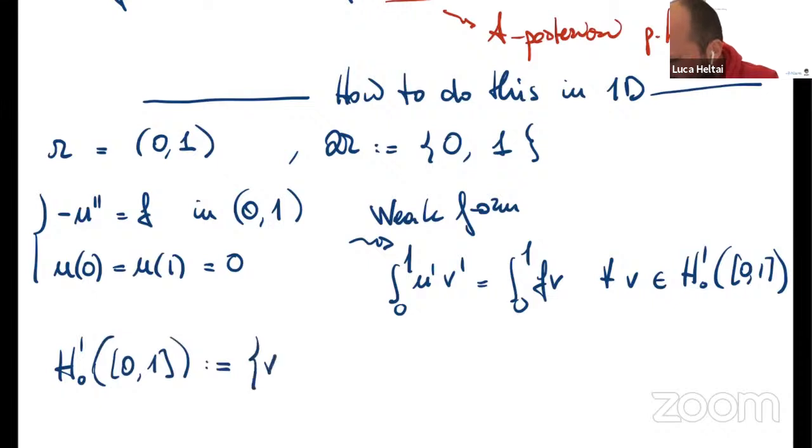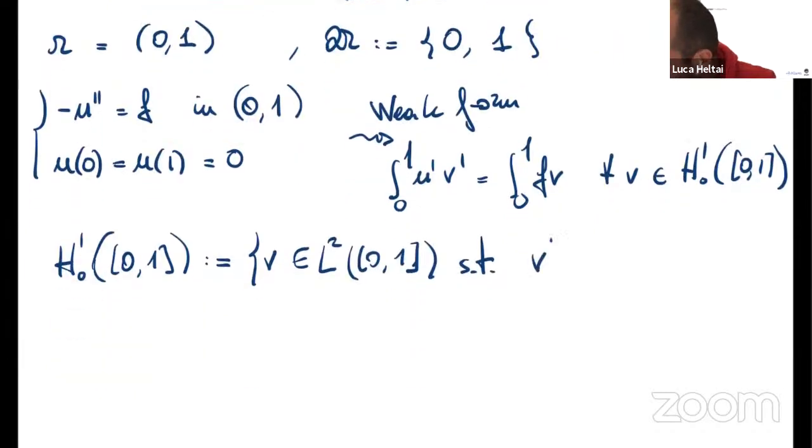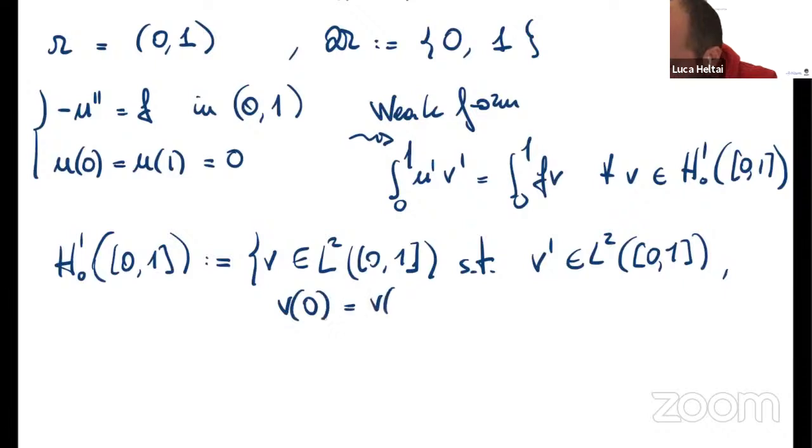is the functions v in L2 of 0, 1 such that v prime is in L2 of 0, 1, and v of 0 is equal to v of 1 is equal to 0. So these are functions which are square integrable, such that their derivatives are square integrable, and they are 0 on the two sides of the boundary.